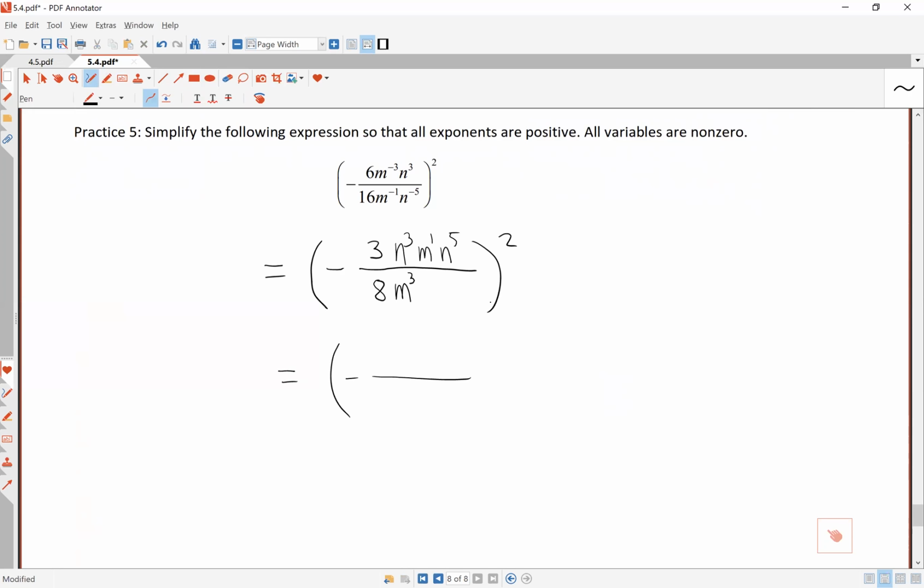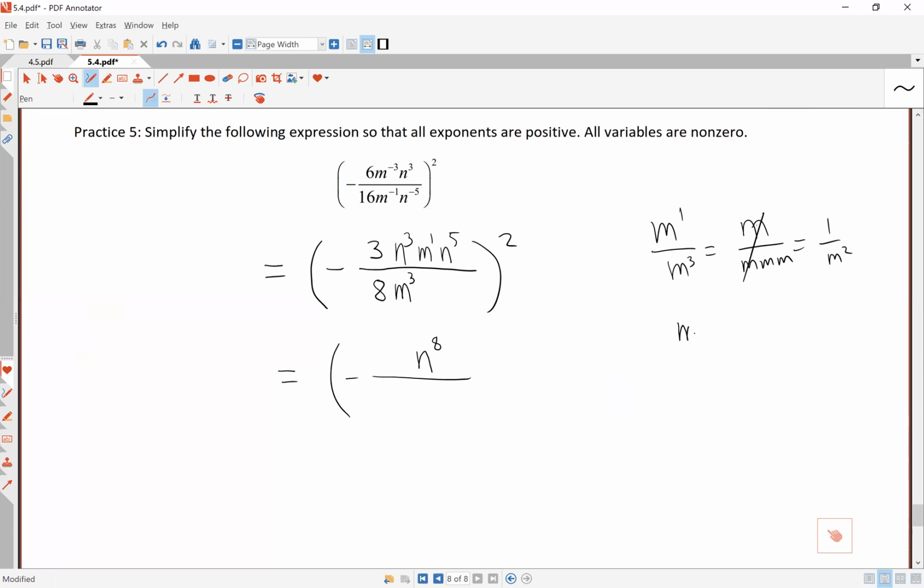We can still combine the n cubed and the n to the fifth. That's going to be 3 plus 5 is 8. But the m to the first over the m cubed, two ways to deal with this one. I like to think of it as 1 m on top and 3 m's on the bottom and cancel them, and I'm left with an m squared on the bottom.